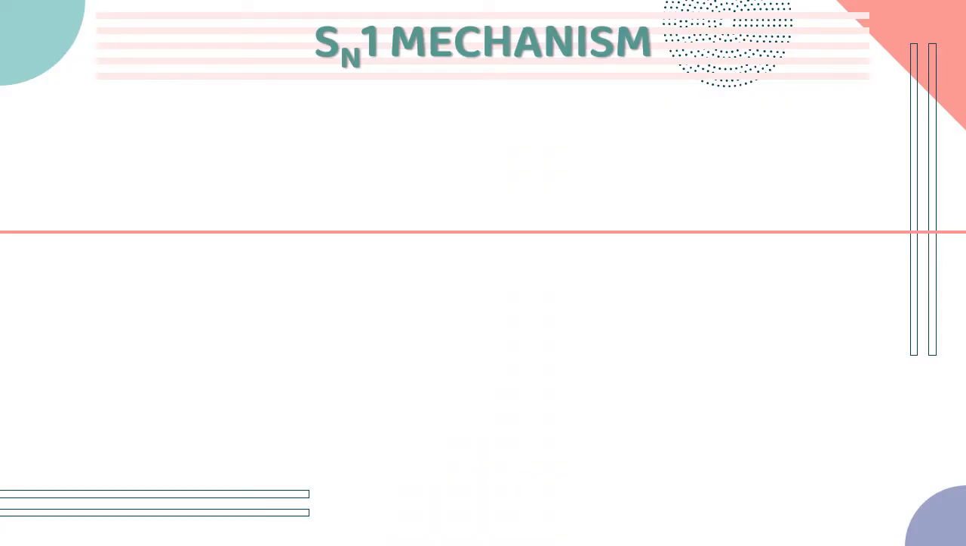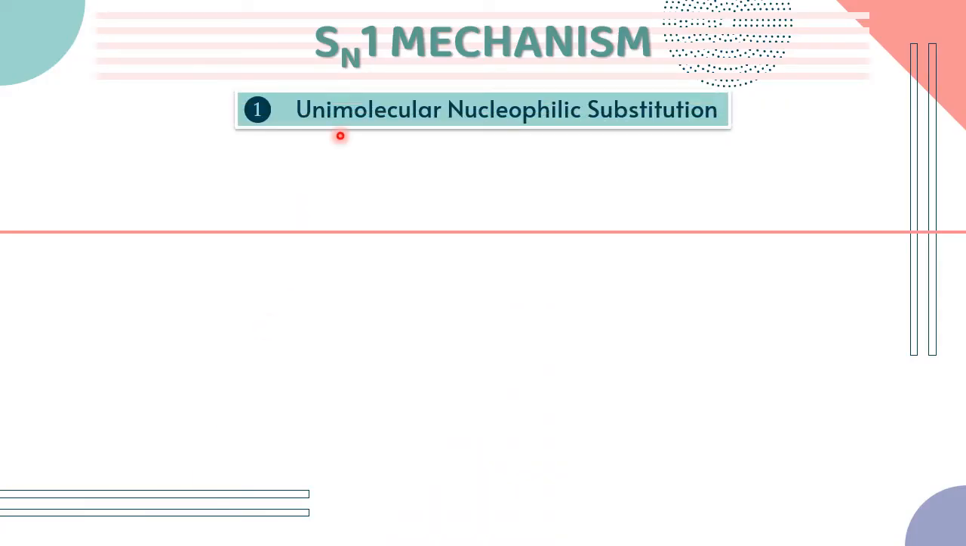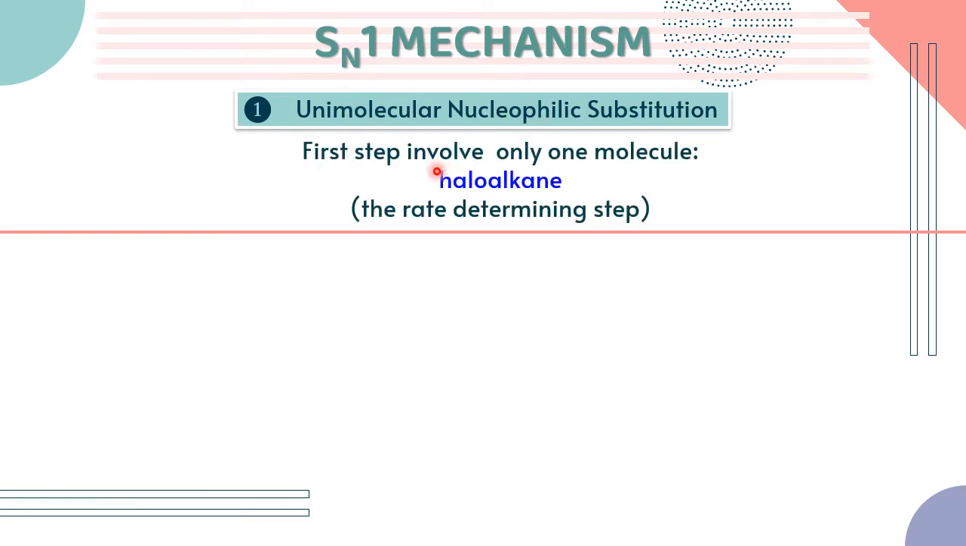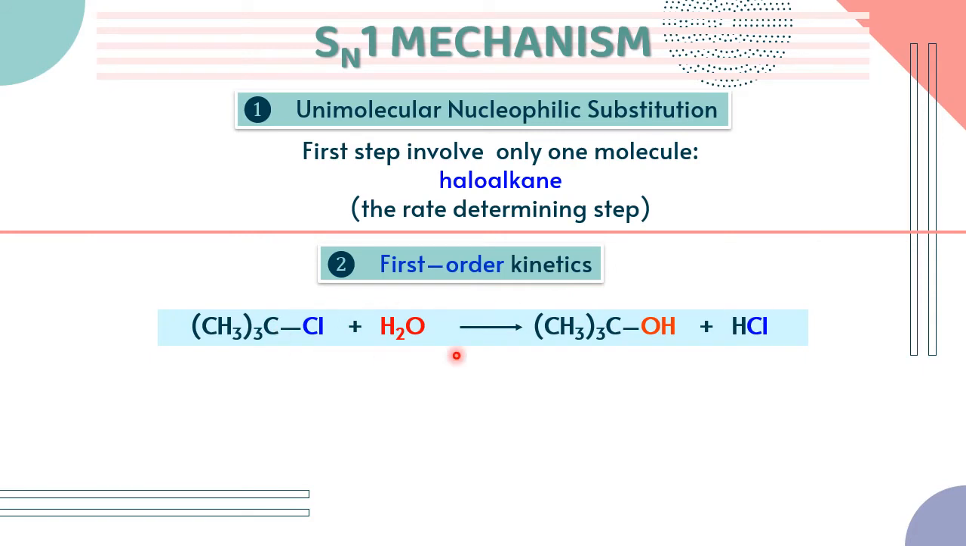So, SN1 mechanism is a unimolecular nucleophilic substitution because the first step involves only one molecule, haloalkane, which is the rate determining step. Okay, jadi step 1 hanya melibatkan haloalkane sahaja. Dan disebabkan hanya melibatkan haloalkane sahaja, so it's a first order kinetics. So order of reaction dia adalah first order reaction. Kenapa? So example dekat sini, I have my haloalkane with a nucleophile, dan dapatlah produk dekat sini.